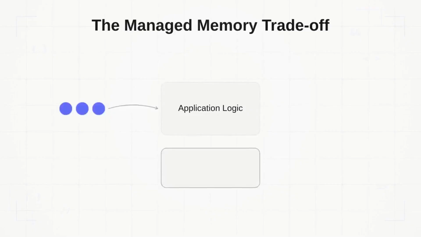In modern high-scale systems, we often trade control for developer velocity. We use languages like Java, Go, or C# because they handle memory for us automatically. But this convenience comes with a hidden cost. Behind every smooth API response lies a silent process, the garbage collector. Most of the time, it's invisible, working in the background to reclaim unused space.